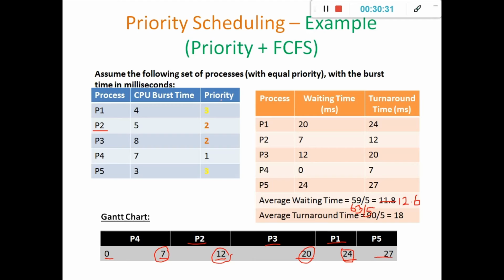In this case, two processes have the same priority. Sometimes it may be more than two. There also you have to look into the order in which they have come into the ready queue, and then you have to follow FCFS among the processes having the same priority.